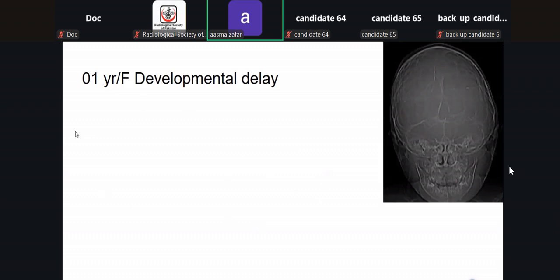Okay. History? Year-old female, developmental delay. I'm provided with the frontal radiograph of skull, in which I can see there are multiple lytic areas involving the bilateral frontal regions, giving a look of chandel skull.